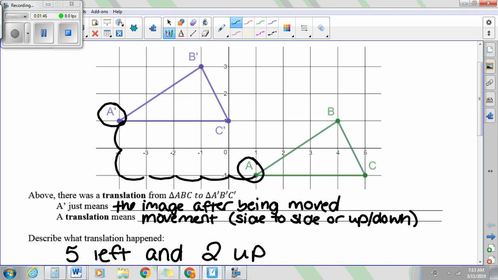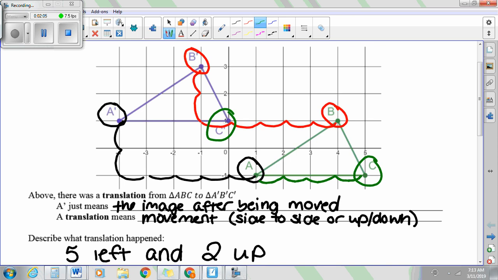Now you'll notice that I could have done that for any of these letters. If I change colors here to go from B to B prime, I go 1, 2, 3, 4, 5 to the left and 2 up. Same thing if I look at C to C prime. 1, 2, 3, 4, 5 to the left and 2 up. All of these guys move the exact same way in the exact same direction.